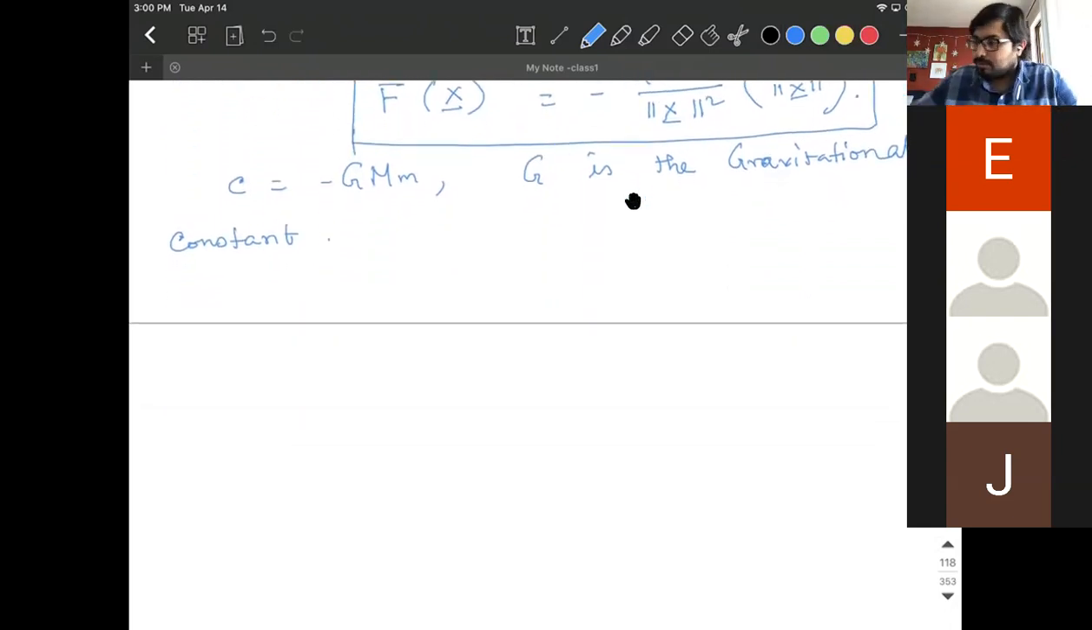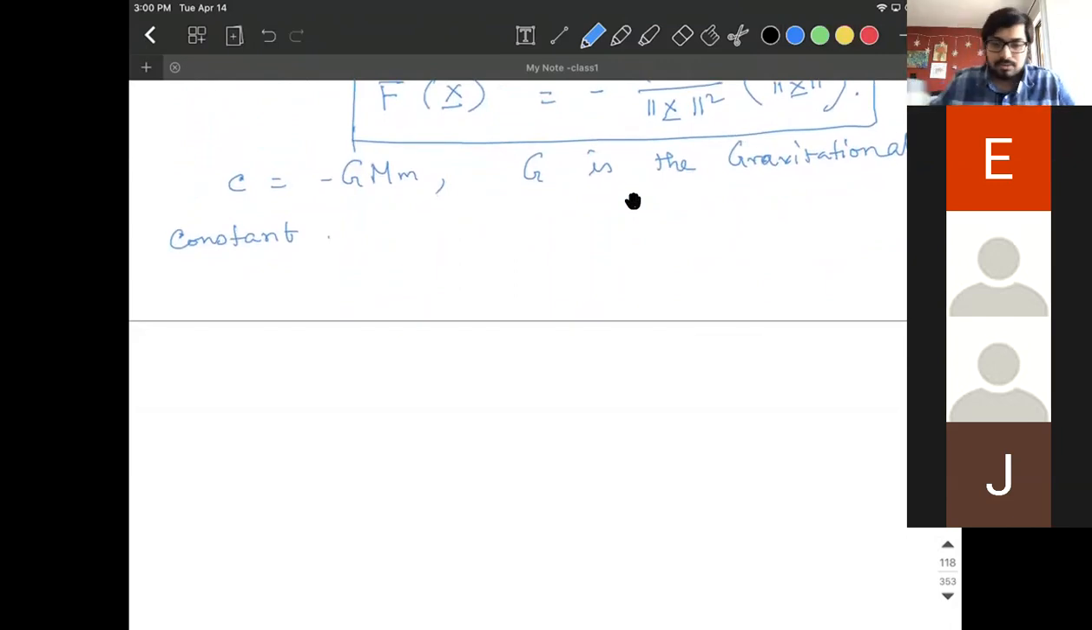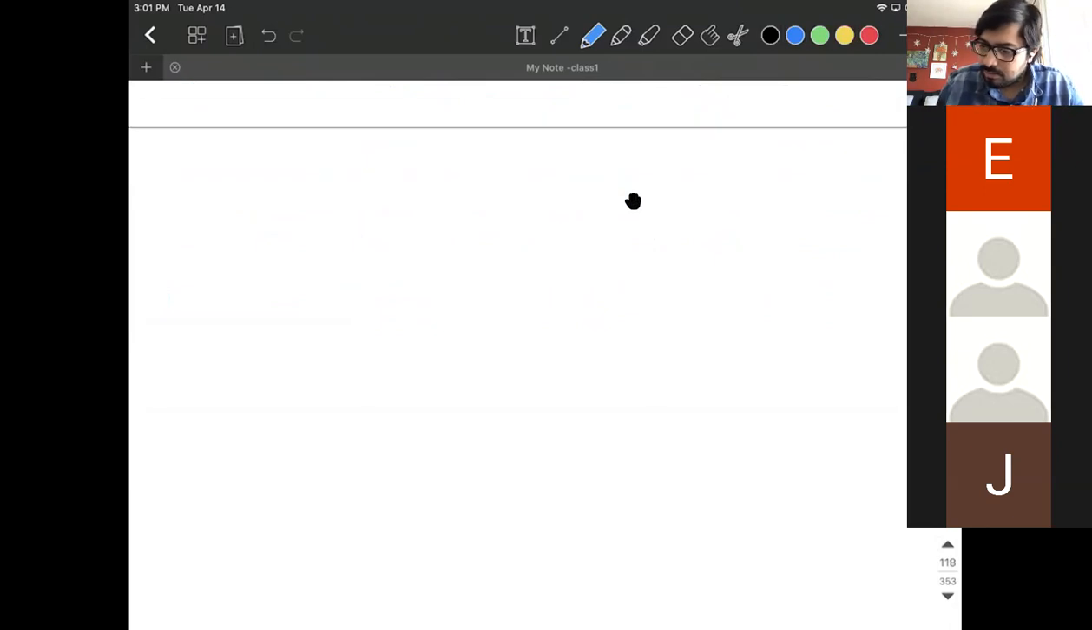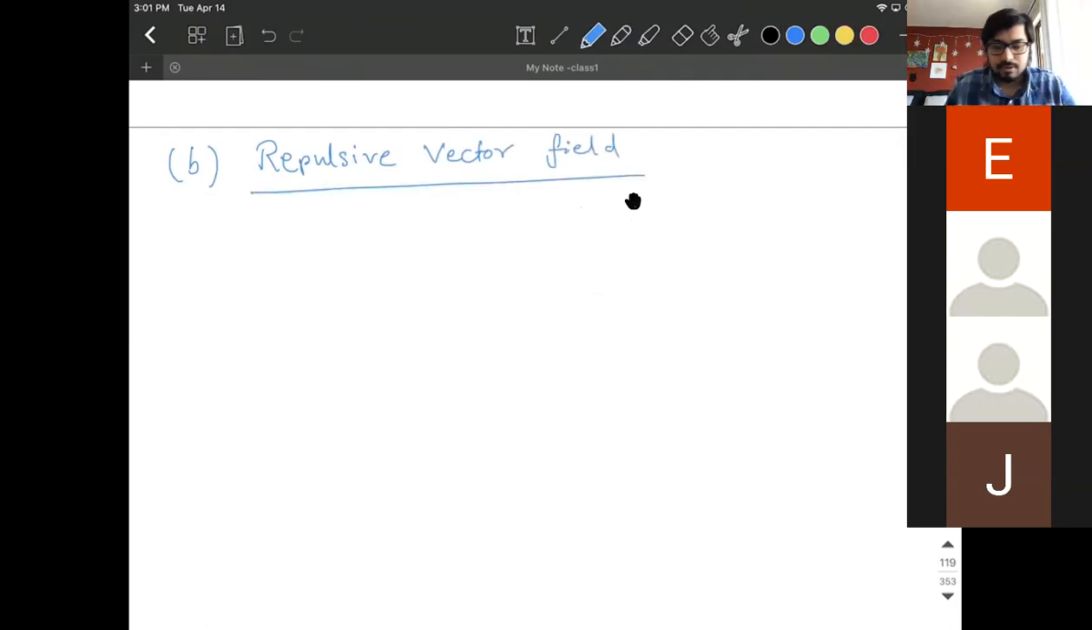Anyway, but that's something probably you already know from courses in physics. I'm sure you have taken one. Now, what is an example of a repulsive vector field of this type, which follows the inverse square law? Something which is equally important.